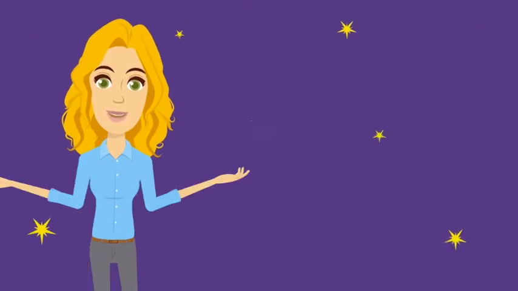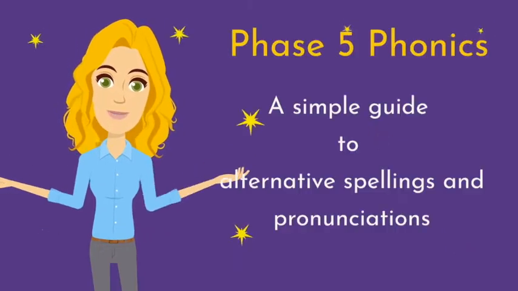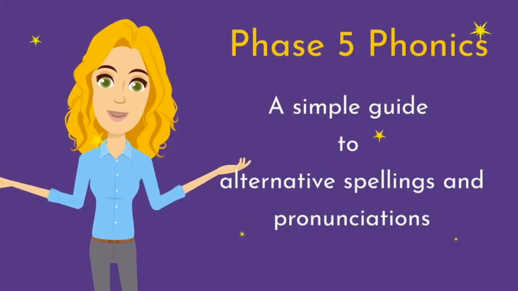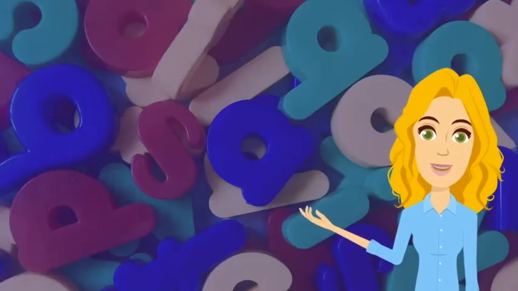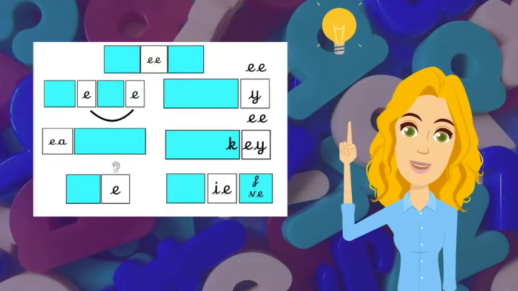Hello and welcome back to my series on demystifying the spelling rules and alternative pronunciations which make the later stages of phonic development such a challenge to teach and learn. If you're tearing your hair out looking for simple ways to explain which representation of the E sound or phoneme to use in words like sheep, clean, these or very, then this video is for you.